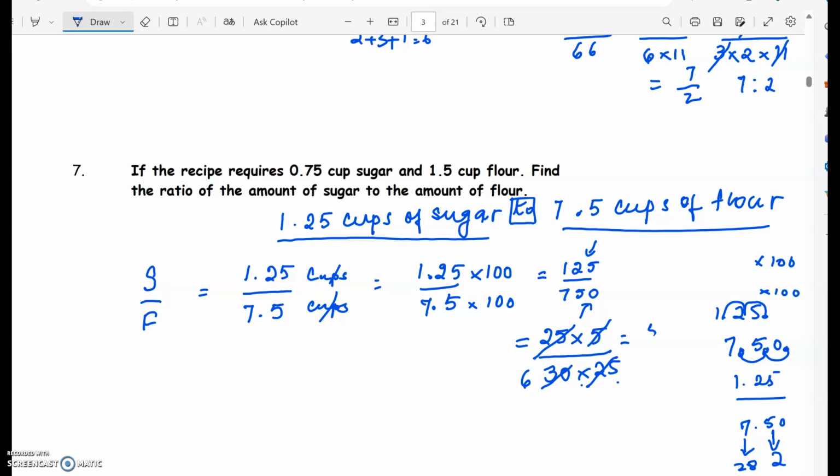Let me show you one more step. So that would be 5 over 30. 5 times 1 over 5 times 6. The 5s get cancelled. And you get 1 over 6. Remember that the answer is not 1/6 because we are working with ratios. We're going to say the ratio of sugar to flour is 1 to 6.